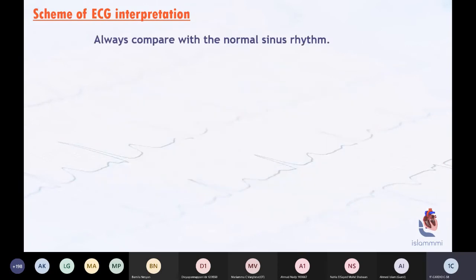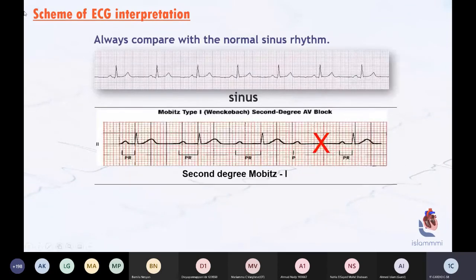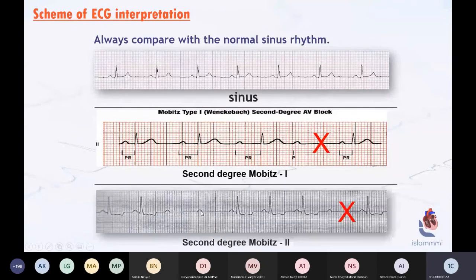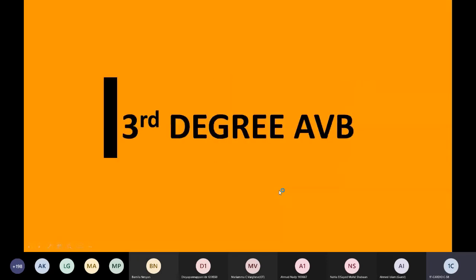So let's compare between this one and the sinus rhythm. As you can see here, we have a normal PR and it's exactly the same. Look at this one. This is normal PR. This is now gradual prolongation, then skip. So this is type 1. And then this one, normal PR, then P without, and then P without. So this is type 2. Okay. So what about type 3?